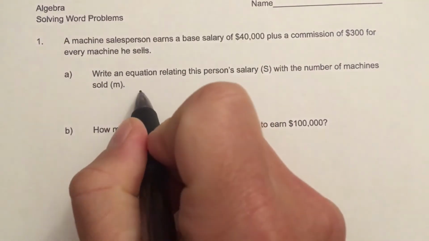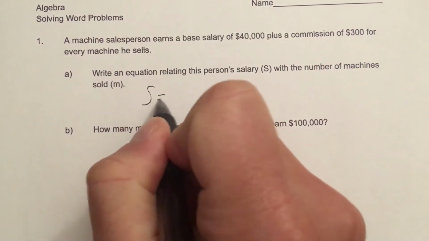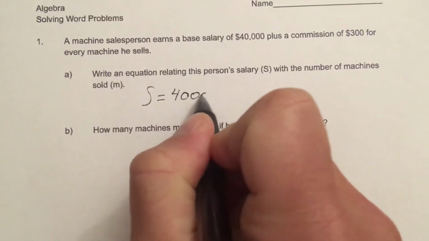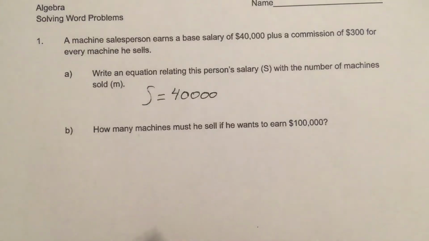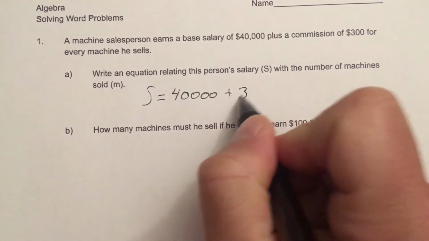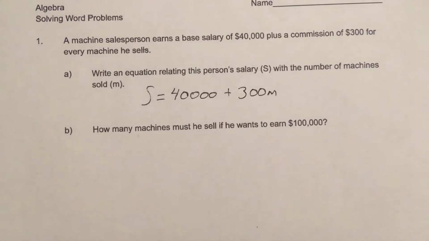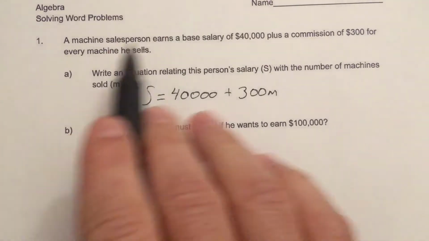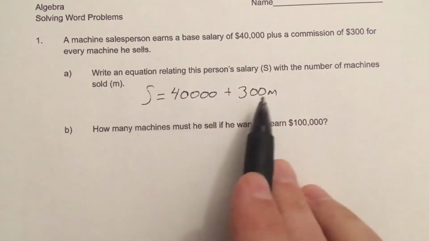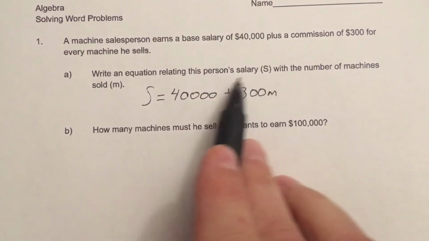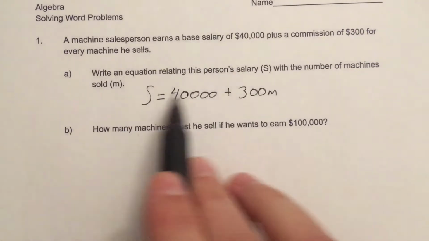So we were told that his salary would be $40,000 to start with. That's just up front. Plus, he gets $300 times every machine that he sells. So that's the easiest way to just take what it said and work with it. It's this part here that you'll have to make sure you're good on, but that's the equation.